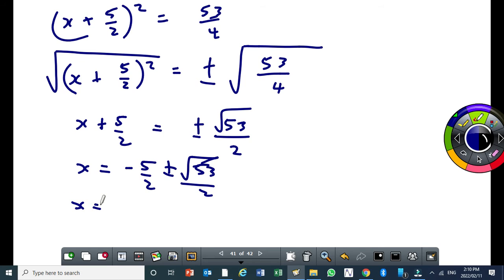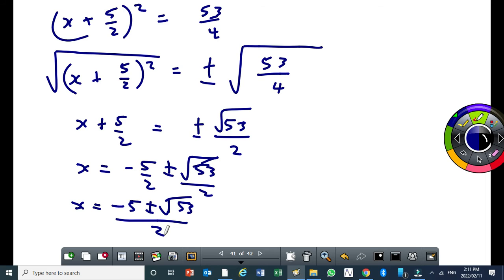So we can write the final answer as minus 5 plus or minus the square root of 53 all over 2. Okay, well, let's leave our answer in surd form, because this is completing the square. So our two answers will be minus 5 plus square root of 53 over 2, or minus 5 minus square root of 53 over 2. Those will be the solutions. All right? Any questions there?